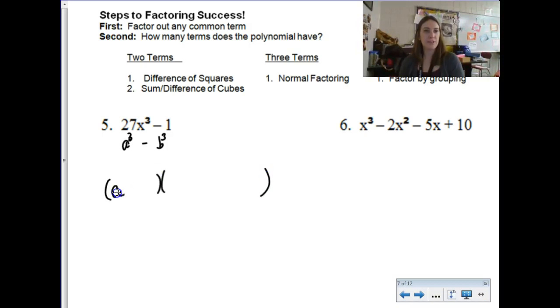I'll write the pattern out just to get used to it. And sometimes just writing the pattern this many times helps you memorize it. A minus b, a squared plus ab plus b squared. Alright, so if you can tell me who a and b are, we're going to be in business.